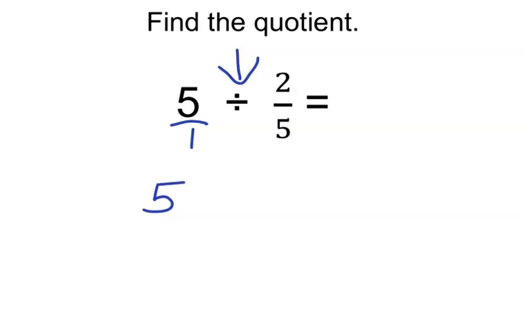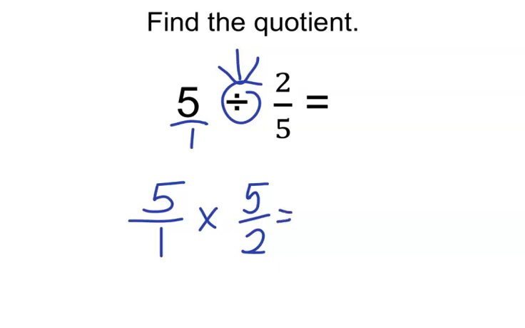So we're going to keep the 5 over 1. We're going to change the division sign to a multiplication sign, and we're going to flip the 2 over 5 and make it 5 over 2. All right, there's no cross reducing we can do with the 5 and the 2 or the 5 and the 1. Okay, so we're just going to multiply across.